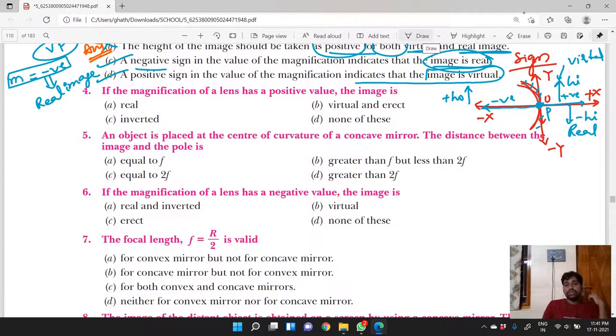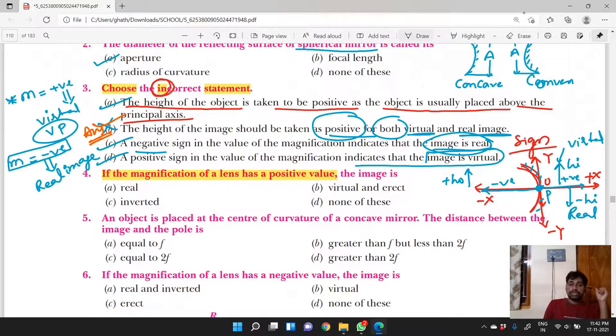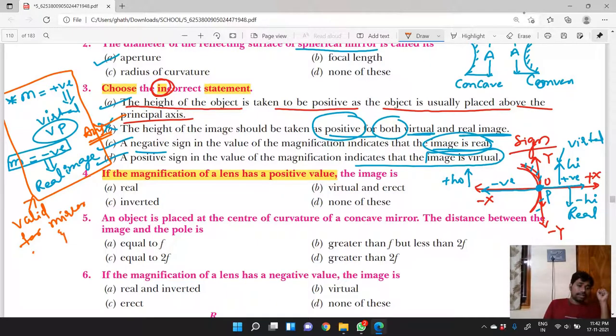Next, question number 4. Try to read the question carefully. If the magnification of the lens is positive, see, this magnification which I wrote in the above statement is valid for both mirrors and lenses. So here it is positive. I told you, V P, virtual, positive. So it is a virtual image, and only one option is there. Go with option B as the correct answer here.